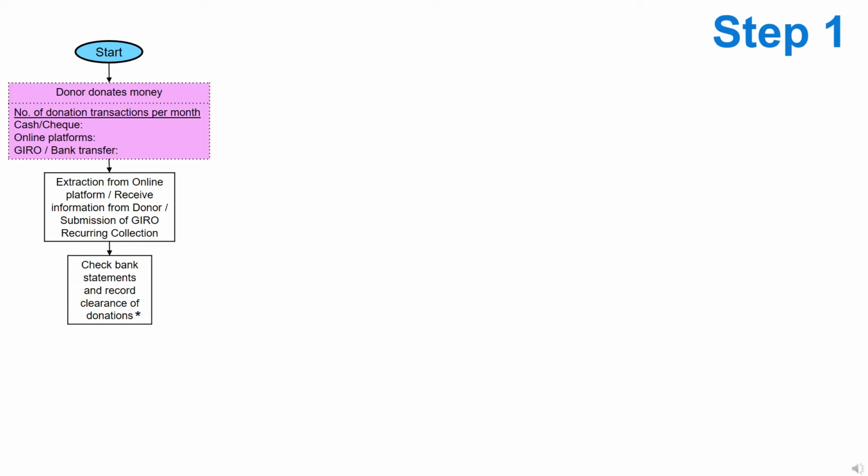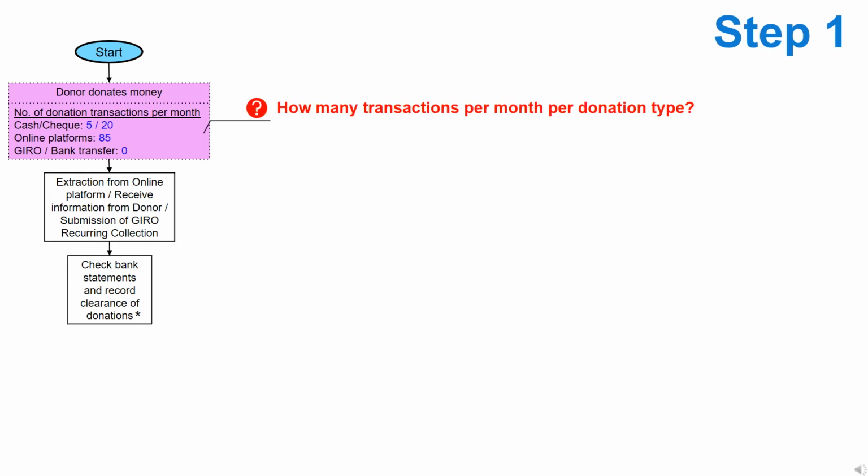Now, take some time to consider the volume of transactions for each donation method. In a typical day, week or month, how many receipts does your organization receive? In the above example, indicated in blue, the organization receives about 5 cash and 20 check donations a month, and around 85 transactions via online donation platforms. Now, you need to write down an approximate figure for yours. Put down the monthly average figure.